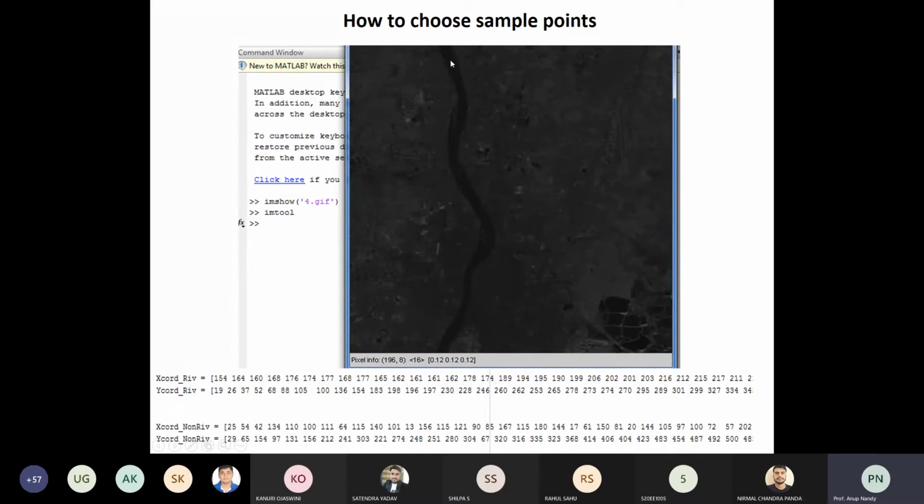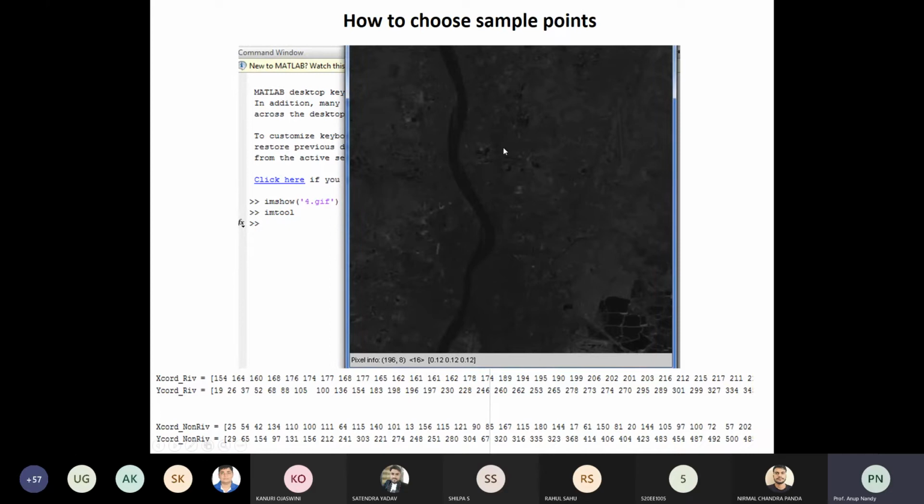This is the main reason that you have to choose the sample points from the entire region, not from a portion of the region. If you choose the sample points from a particular portion of the region, then your calculated mean will be different from the actual mean. Then you will have the error, and you will not get the actual output.